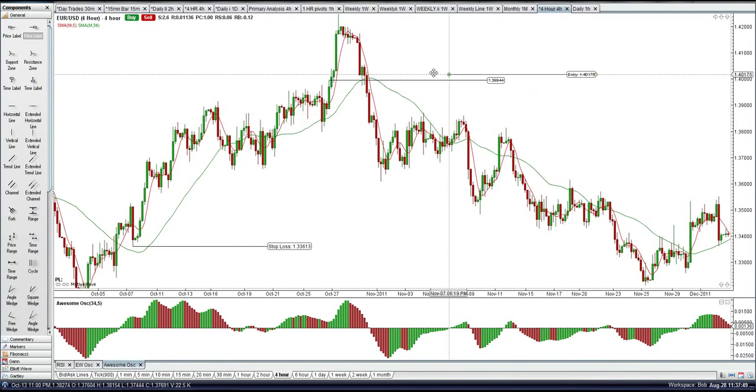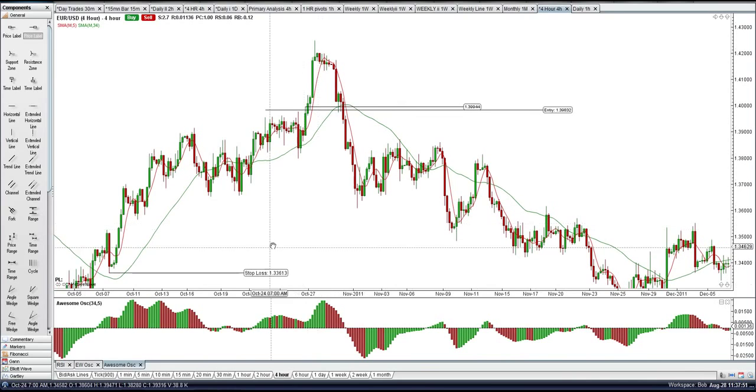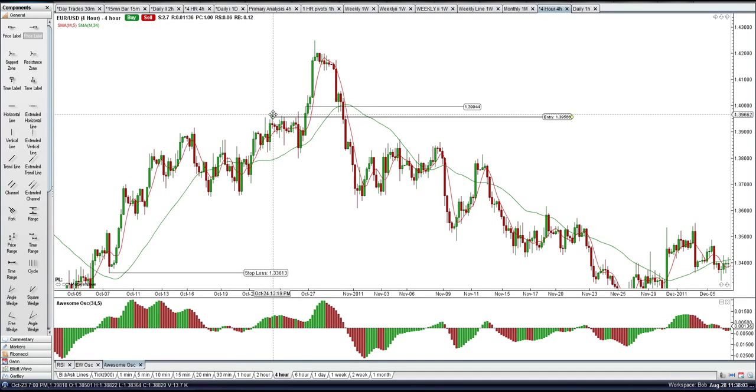Here's another one here. Turning up, got a red bar. Then you've got a green bar. You need to close above this bar. Doesn't happen before we get another red bar. So that was followed by a green bar. Again, you need to close above here. It doesn't happen. So this really keeps you out of the chop.